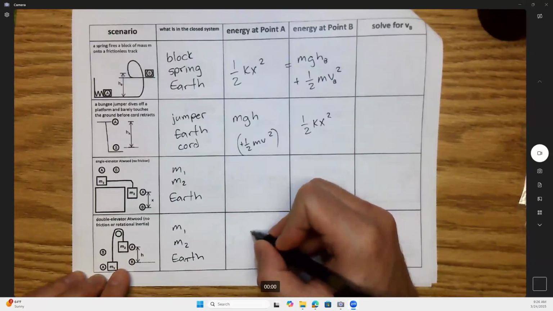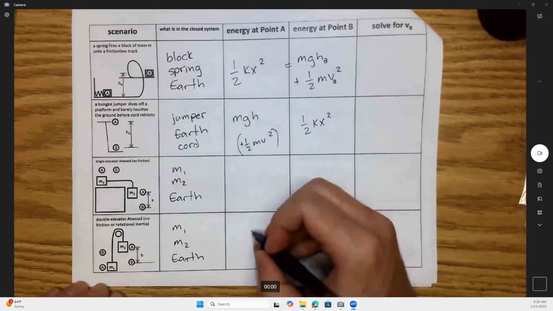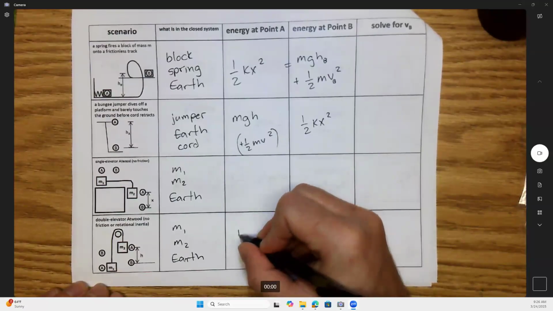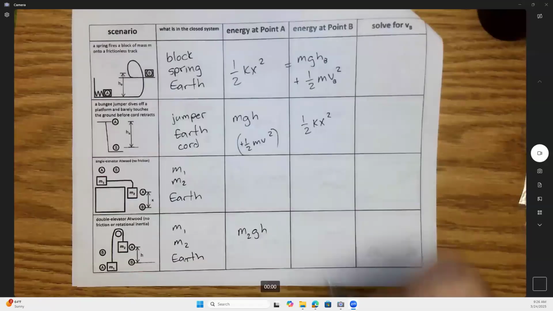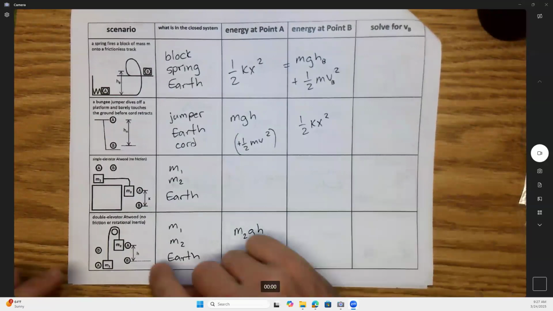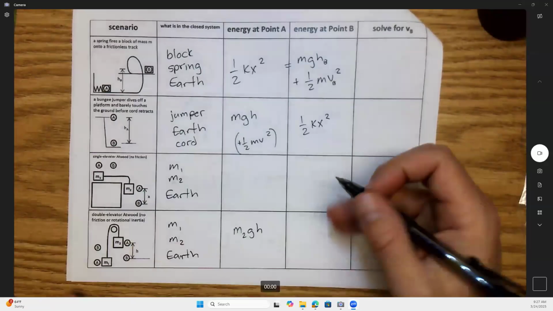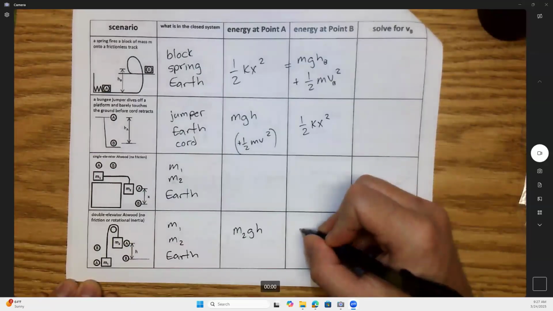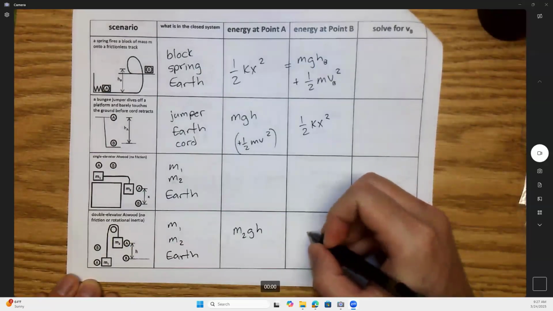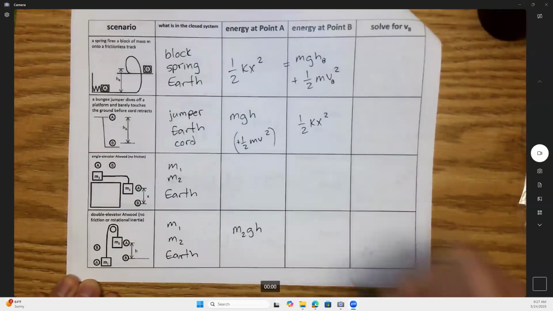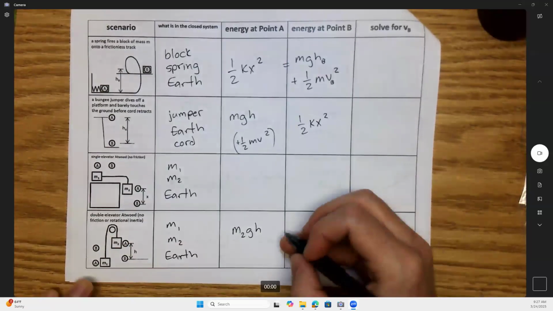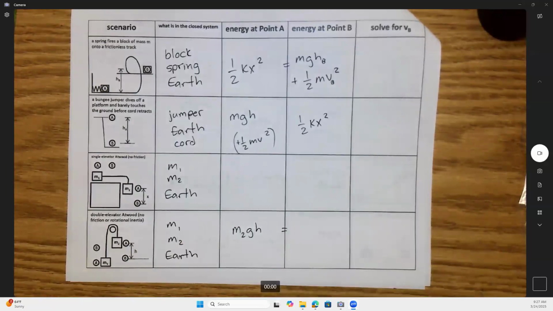The fact that M2 is going to fall means it's providing what type of energy? Potential energy, M2gh. That's sort of the source of the energy. That's the impetus for it to move. The fact that M1 is so large and it's elevated and it's going to fall down. By the time it gets to point B, both these blocks are moving, right? What type of energy at point B? Here, you guys finish that equation. So M2gh equals, go ahead and write the full equation.